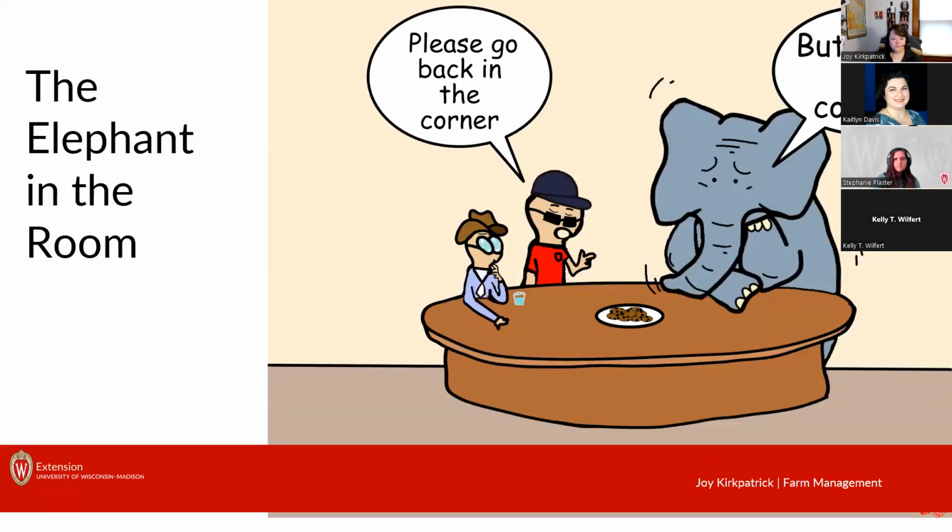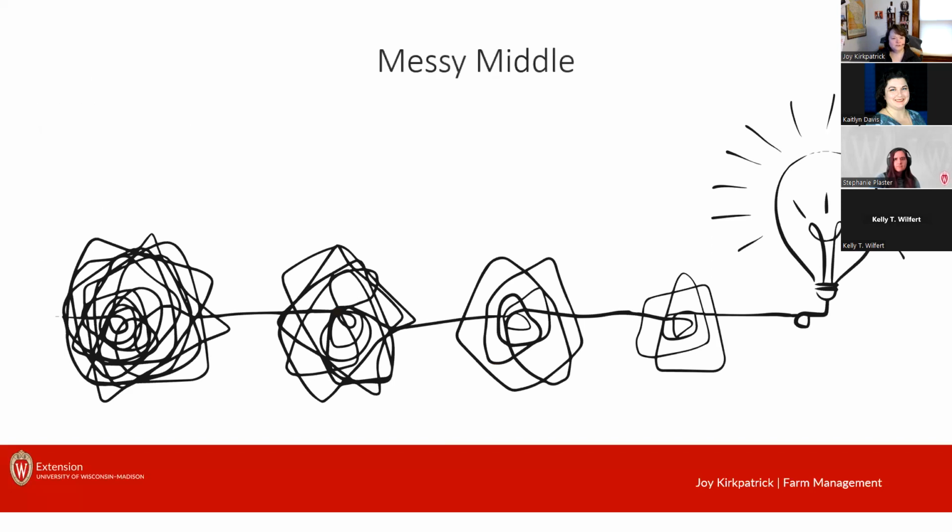So when you get to this point, I describe that as farms kind of being in that messy middle. So this image shows a cord or a wire that's a big mess on the left side, but as you move to the right, that big mess starts working itself into a smaller and smaller jumble until you have this light bulb.